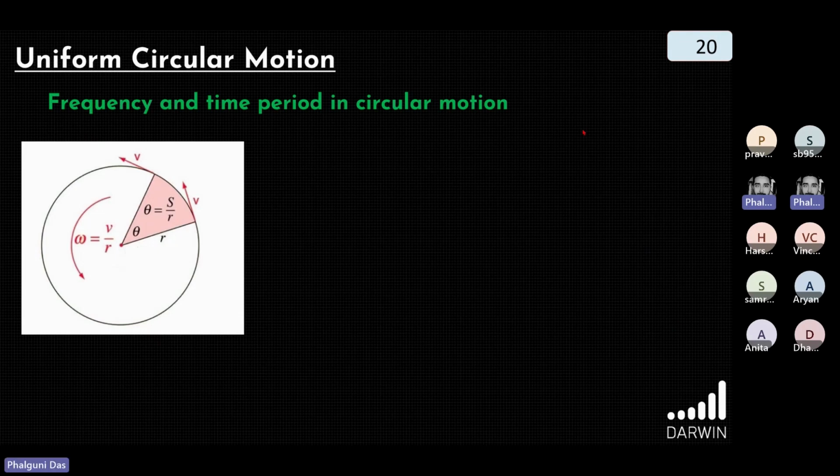In any circular motion, and there are some oscillations as well that we are going to learn in the oscillation chapter, but if it's a circular motion, there are always two associated quantities: one is called frequency, another one is called time period. So let's start with time period. So what is time period?